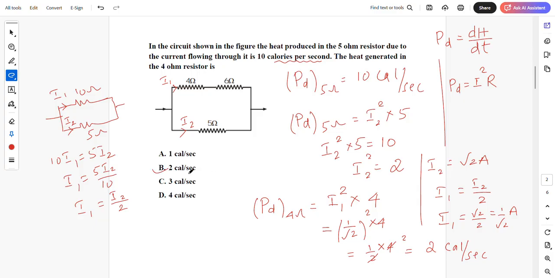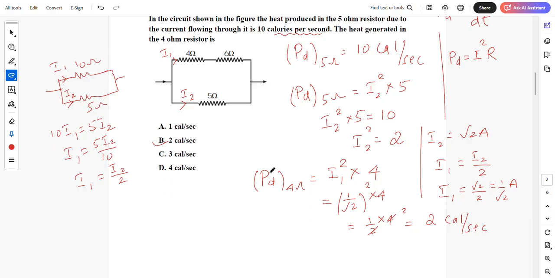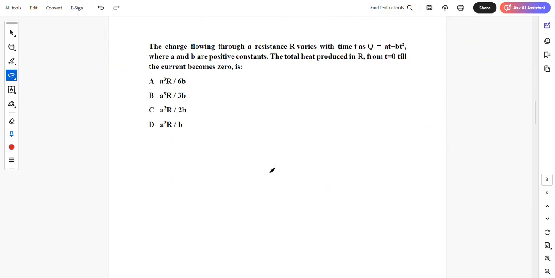Hope you have understood. This is a very easy sum, right? Okay, we will go to the next problem.